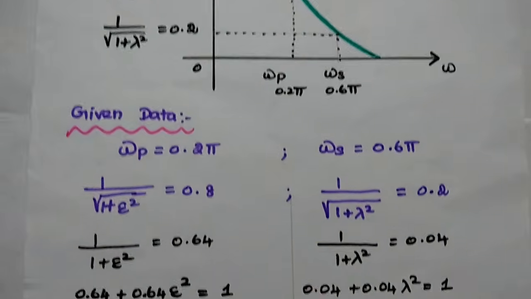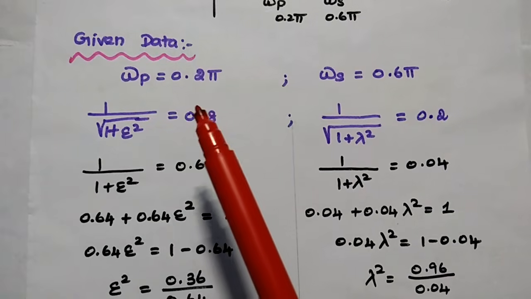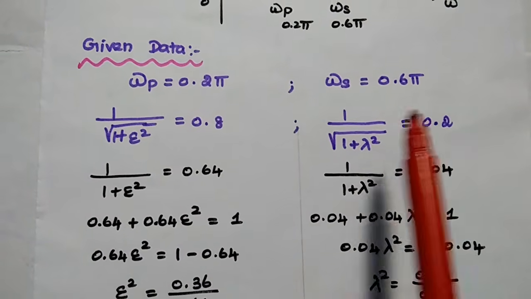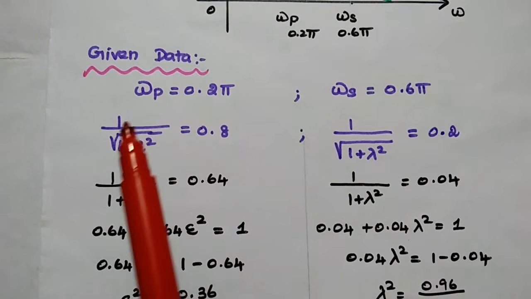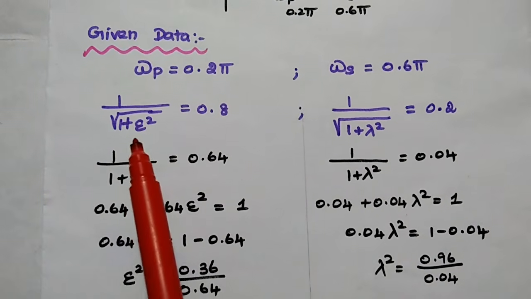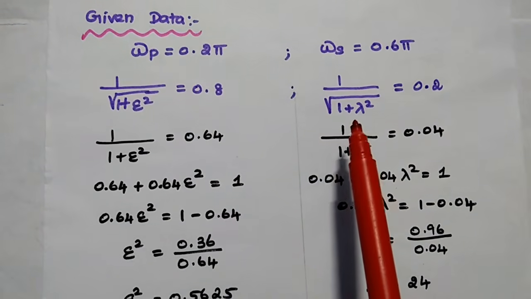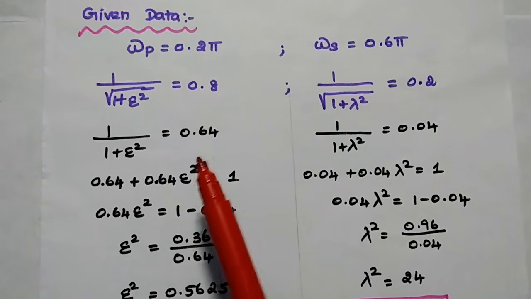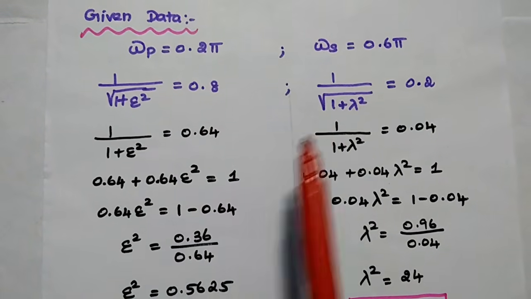Okay. So next we are going to write the given data as such. So omega p is equal to 0.2 pi, omega s is equal to 0.6 pi. Here this omega represents the digital frequency value. Okay. So next 1 divided by square root of 1 plus epsilon squared is equal to 0.8 and 1 divided by square root of 1 plus lambda squared is equal to 0.2. From this we have to calculate epsilon and lambda values.